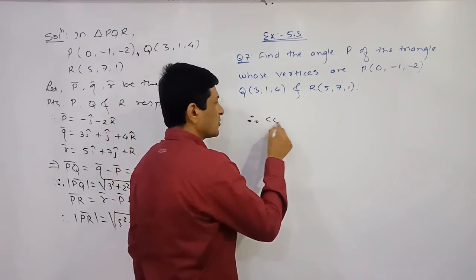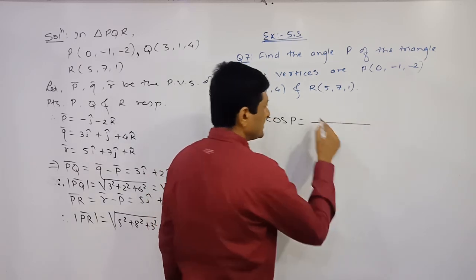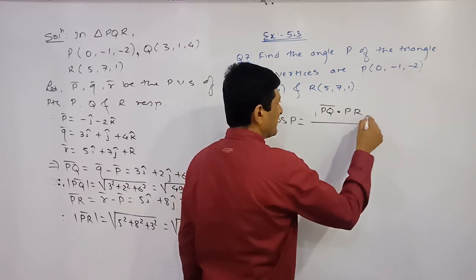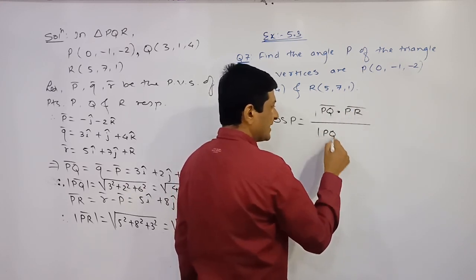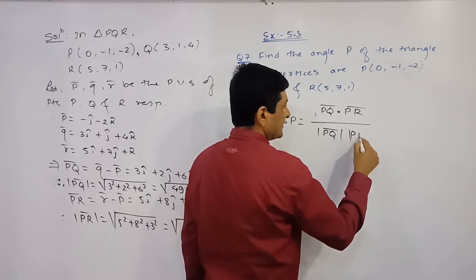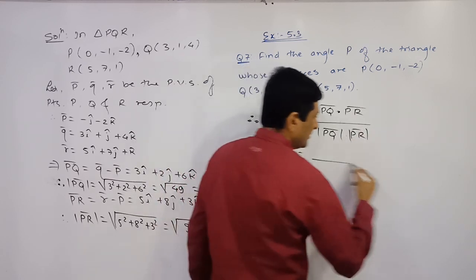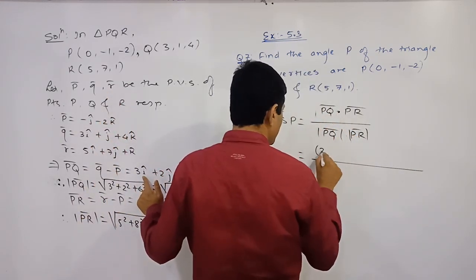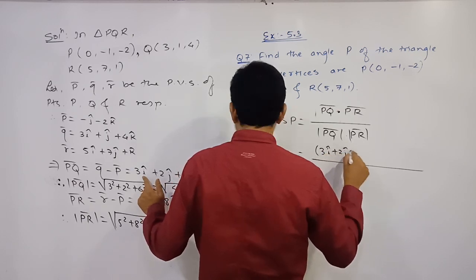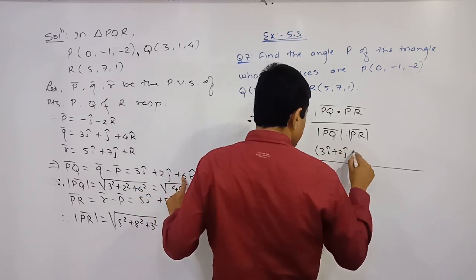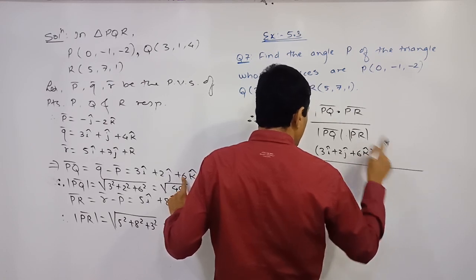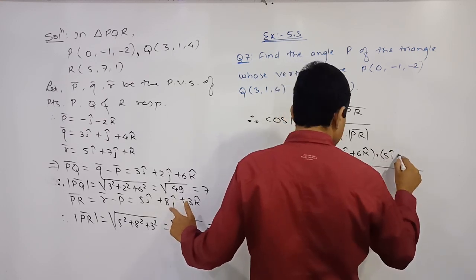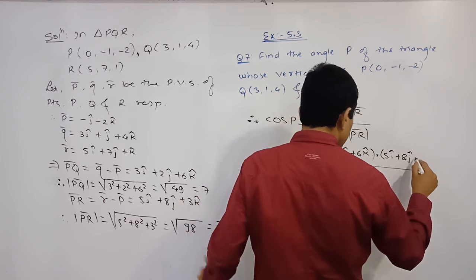So therefore cos P is equal to PQ bar dot PR bar upon magnitude of PQ bar into magnitude of PR bar. In the numerator I am replacing PQ bar by its value. What is the value of PQ bar? We have got its value, 3I cap plus 2J cap plus 6K cap, dot value of PR bar. Value of PR bar will be equal to 5I cap plus 8J cap plus 3K cap.